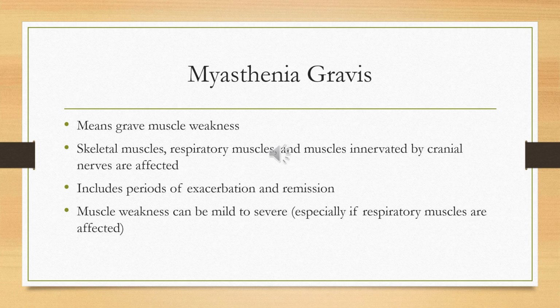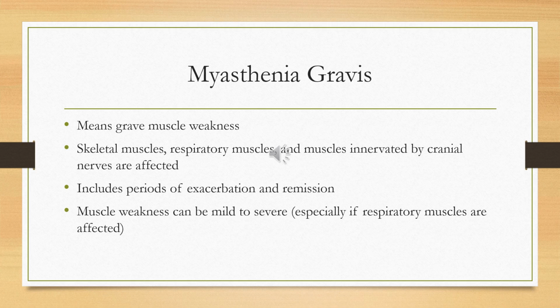So myasthenia gravis produces sporadic but progressive weakness and abnormal fatigue in the skeletal muscles. The weakness and the fatigue are exacerbated by exercise and repeated movement, but it can be improved with drugs. Usually, it affects the muscles that are innervated by the cranial nerves, so like the face, the lips, the tongue, the neck, the throat, but it can affect any muscle group.